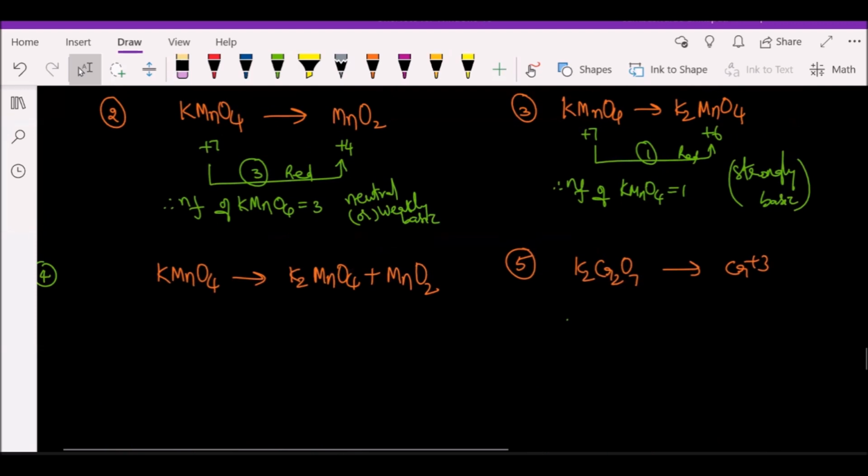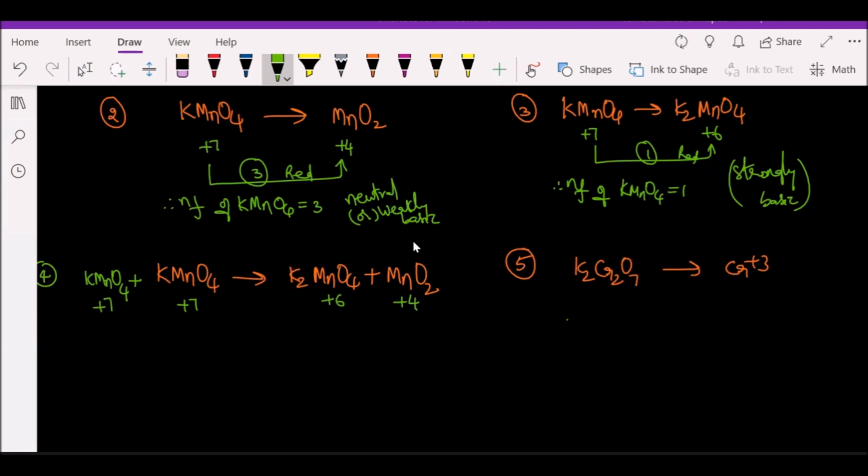So the simple logic is, what is the oxidation state of manganese here? Plus 7. Got it? And what is the oxidation state of manganese here? Plus 6. And the oxidation state of manganese here is plus 4. The problem is, on the right side we have 2 manganese, but on the left side we have only 1 manganese. So it is not possible. So you have to consider one more molecule of KMnO4. As we have 2 different manganese on the right side, on the left side you consider 2 molecules.